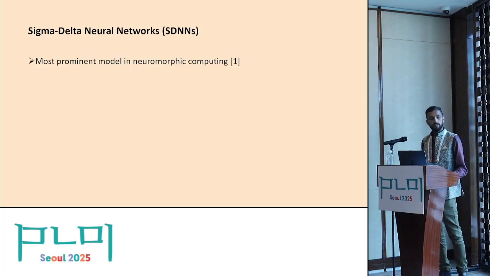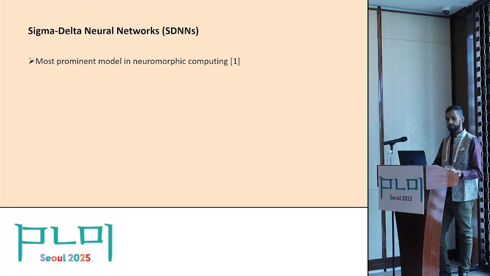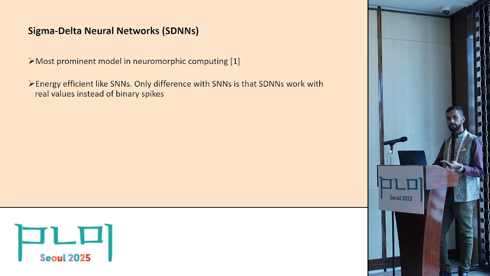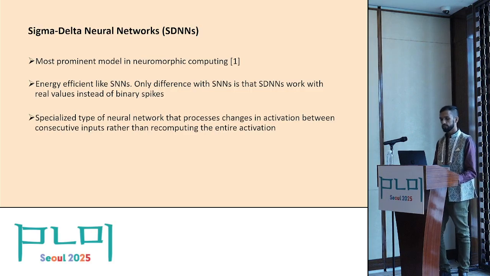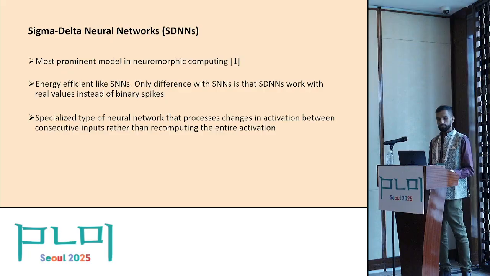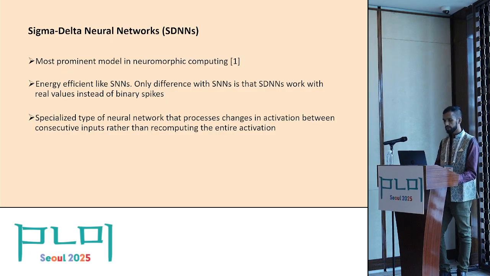Now the SDNN is the most prominent model in neuromorphic computing. It is energy efficient like SNNs, but the only difference between SNNs and SDNNs is that instead of using binary spikes, it uses real values. SDNNs are a specialized type of neural network that process the changes in activation between consecutive inputs rather than recomputing the entire activation.